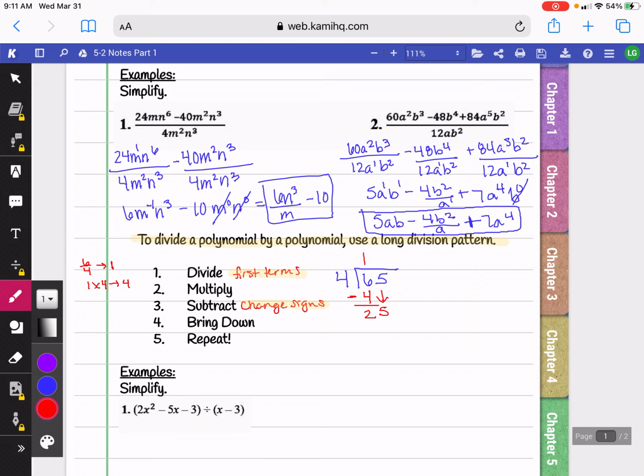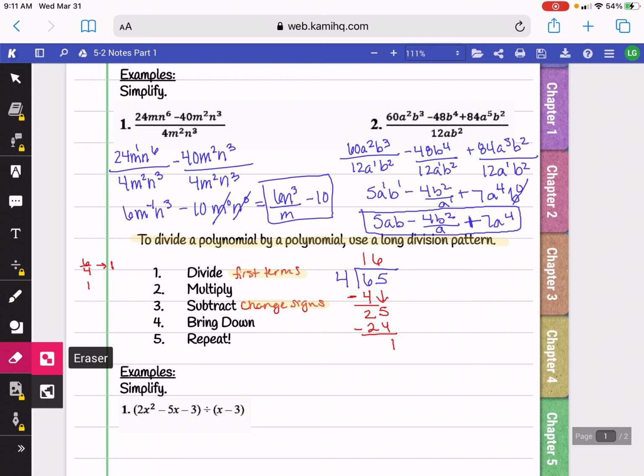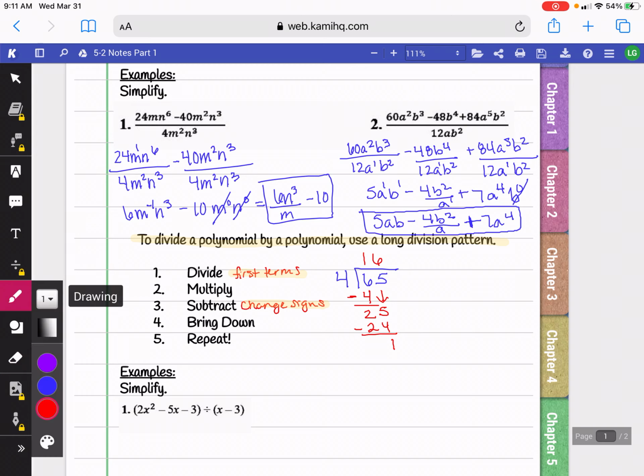So next I would do 25 divided by 4, which is 6. 6 times 4 is 24. When I subtract that, I get 1. Since there's nothing left to bring down here, 1 would be my remainder, and I'm done dividing. Your remainder usually gets written back in your answer. So here I'm going to put a positive 1, and you write it as a fraction. Your denominator is the number you were dividing by in the first place. So my answer would be 16 1/4. So anytime we get a remainder, we need to make sure to include that in our answer.